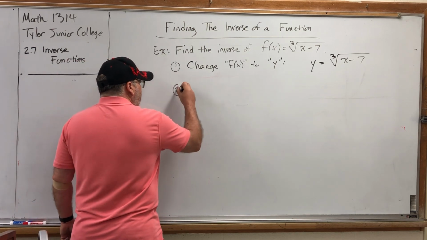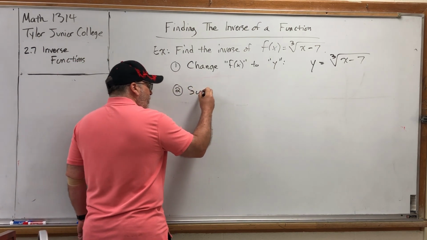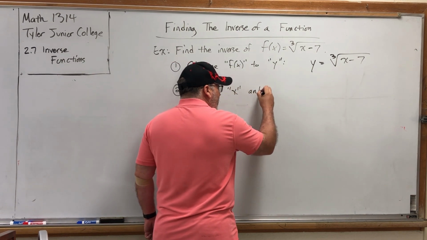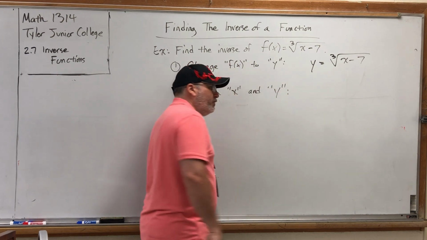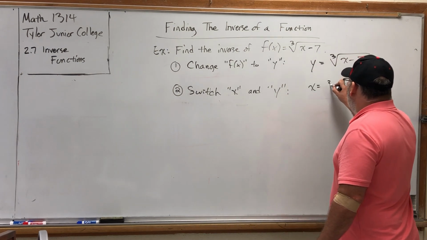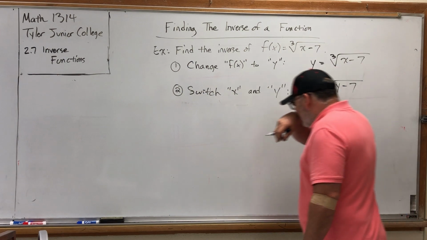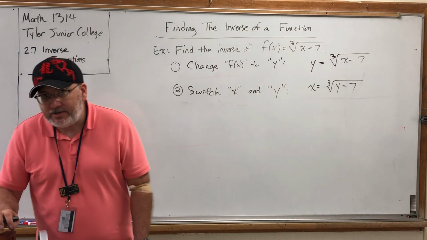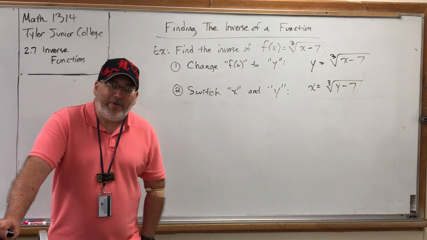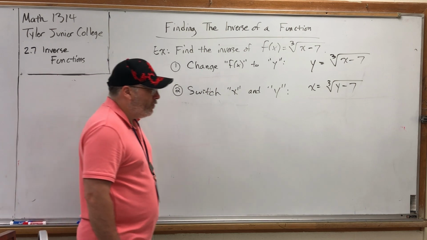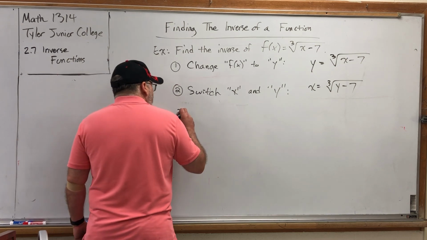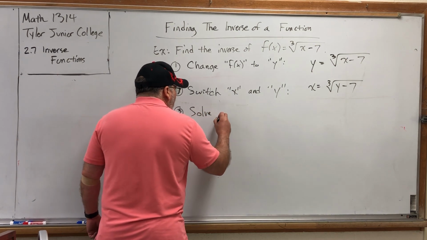So your second move is to switch x and y. Meaning, everywhere there's an x, you put a y, and everywhere there's a y, you put an x. So we get x equals the cube root of y minus 7. Now, what we've basically done is buried the dependent variable y inside the function. We're going to dig it out by solving for it. And when we solve for the y, on the other side, we will be building our inverse function. So your third step is to solve for y.